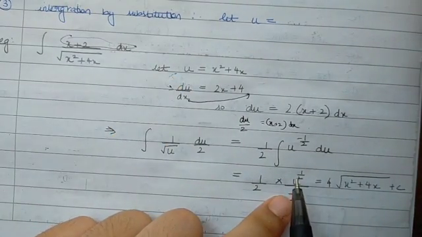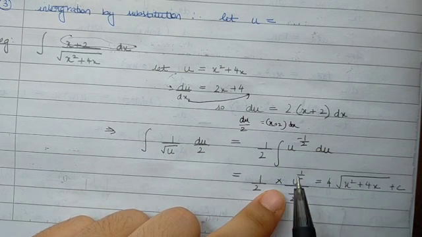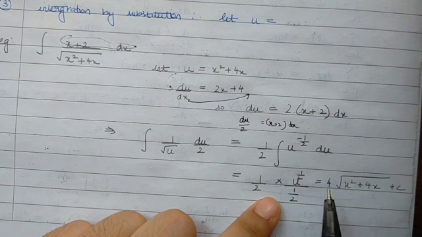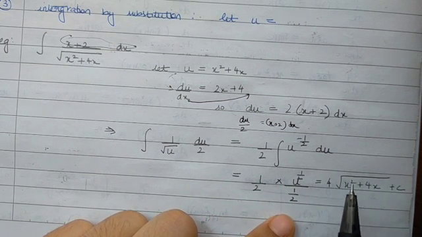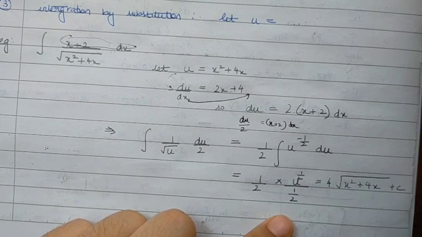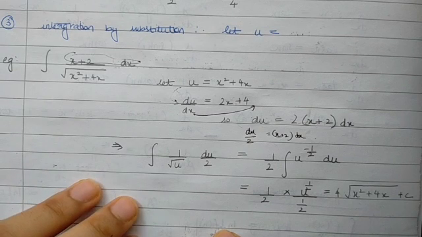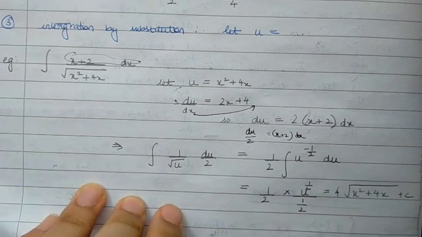So all I've done is substituted u to be x squared plus 4x to the power of a half, and I multiplied a half times 1 over a half, which is 4. So we have 4 root x squared plus 4x plus c. So I hope you can see how integration by substitution is done.